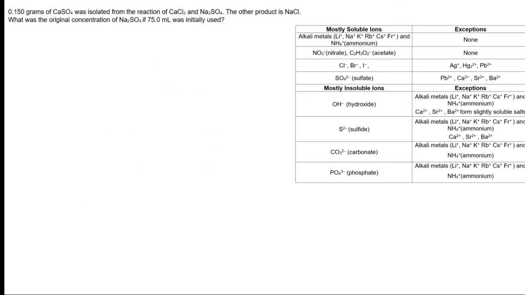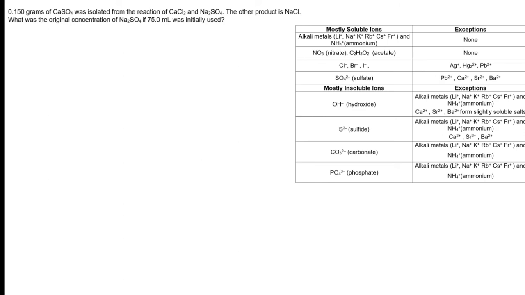Let's do one more precipitation problem. This one reads: 0.15 grams of calcium sulfate was isolated from the reaction of calcium chloride and sodium sulfate. The other product is sodium chloride. What was the original concentration of sodium sulfate if 75 milliliters was initially used?